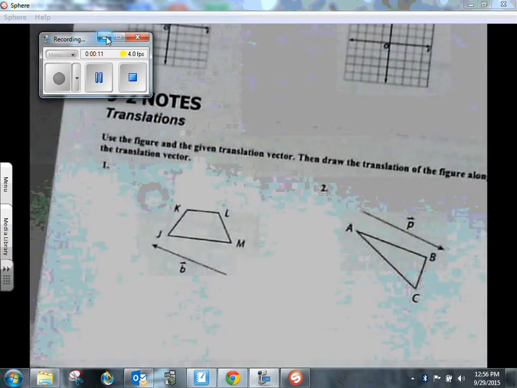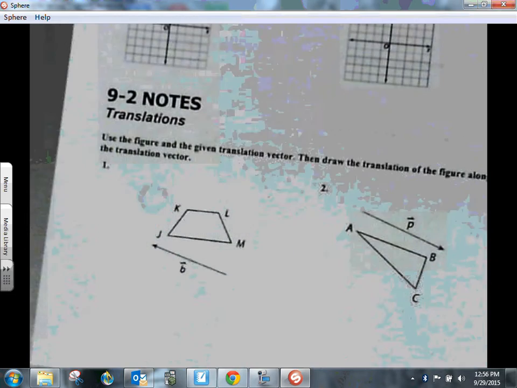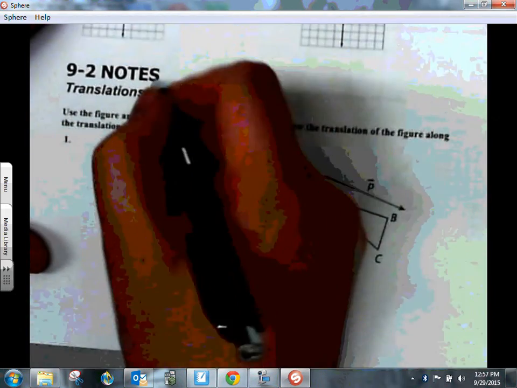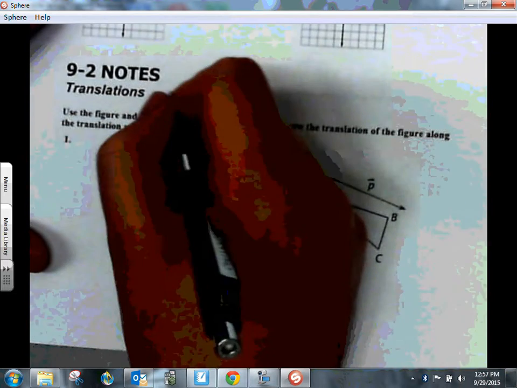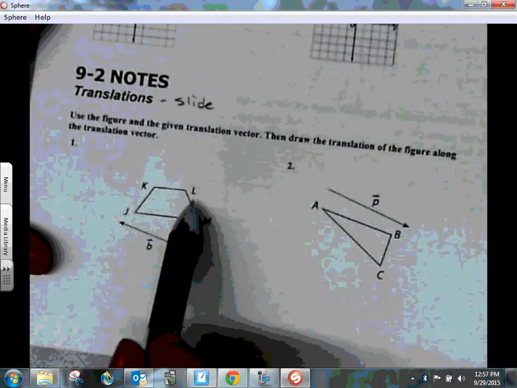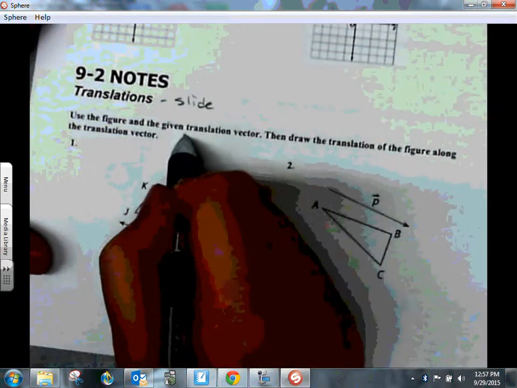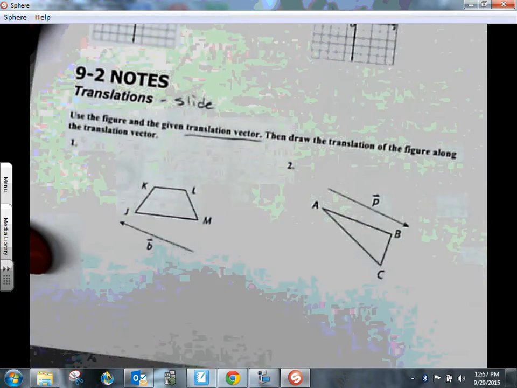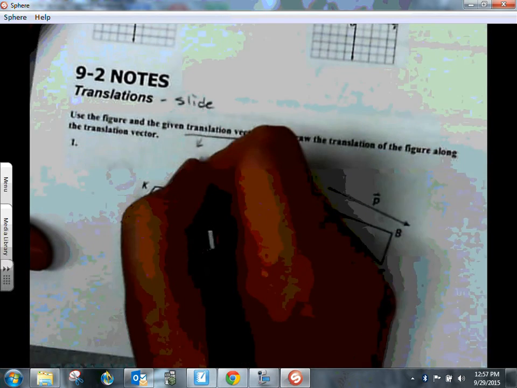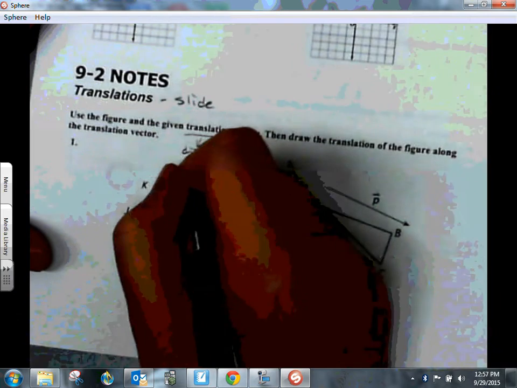Okay, first things first. Let's take a look at these first 2 problems here, the 9.2 notes. This is a section of notes over translations, which is another way of saying slide. So I'm going to take this figure and slide it. It wants me to do this over a translation vector, okay? And what that means is that a translation vector has distance and direction.